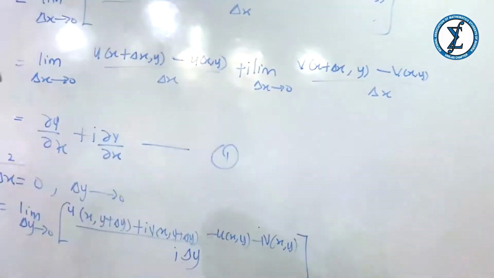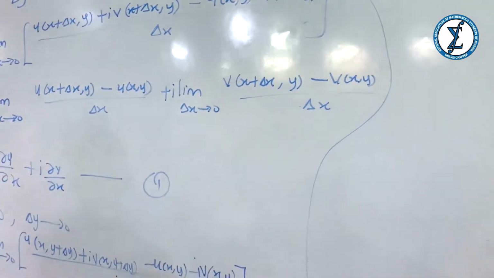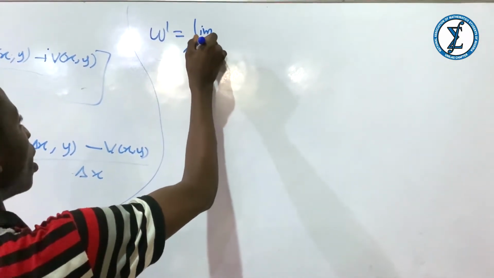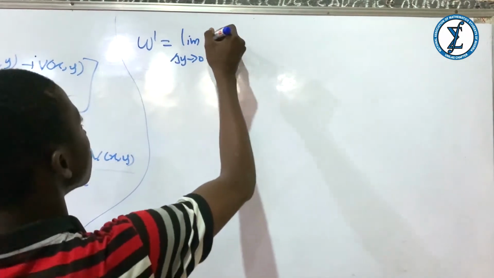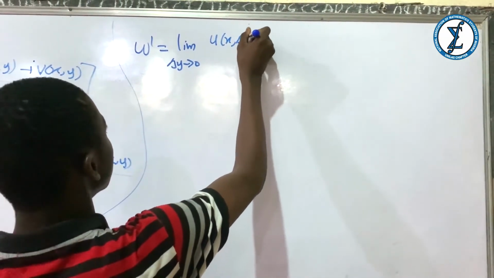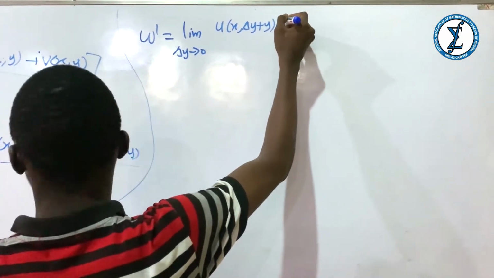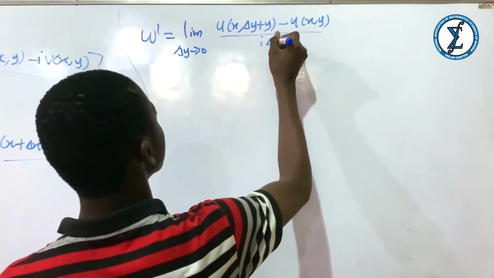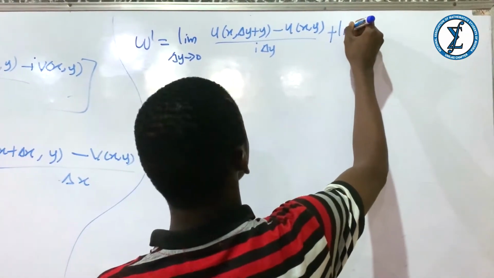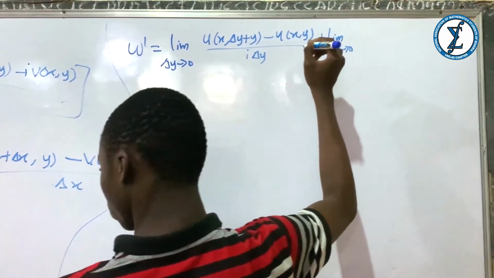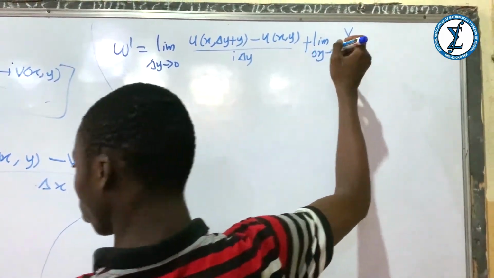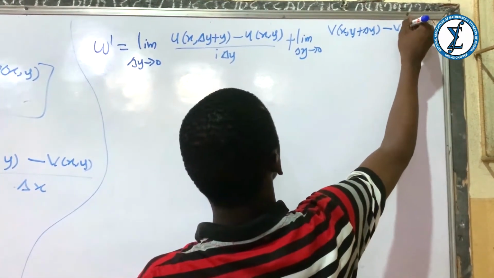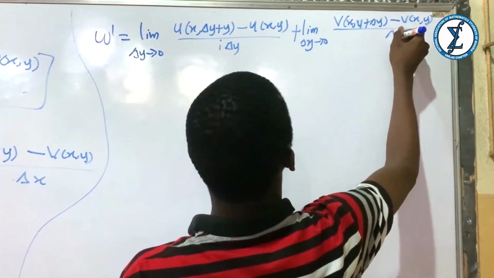Very good. So now, since we have written this, the next thing is the f prime is the limit as delta y tends to 0 of u of x comma y plus delta y, minus u of x comma y over i delta y, plus the limit as delta y tends to 0 of v of x comma y plus delta y minus v of x comma y over delta y.